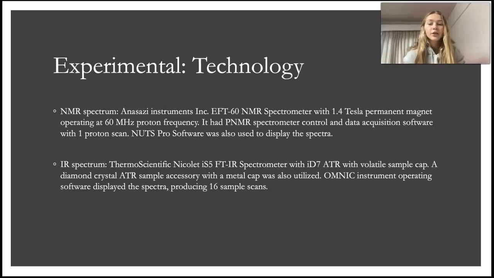For the IR, a Thermo Scientific Nicolet iS5 FT-IR spectrometer with iD7 ATR was used. It had a volatile sample cap, and it also had a diamond crystal ATR sample accessory that had a middle cap. And then Omnic instrument operating software was used, and it displayed the spectra, which produced 16 sample scans.